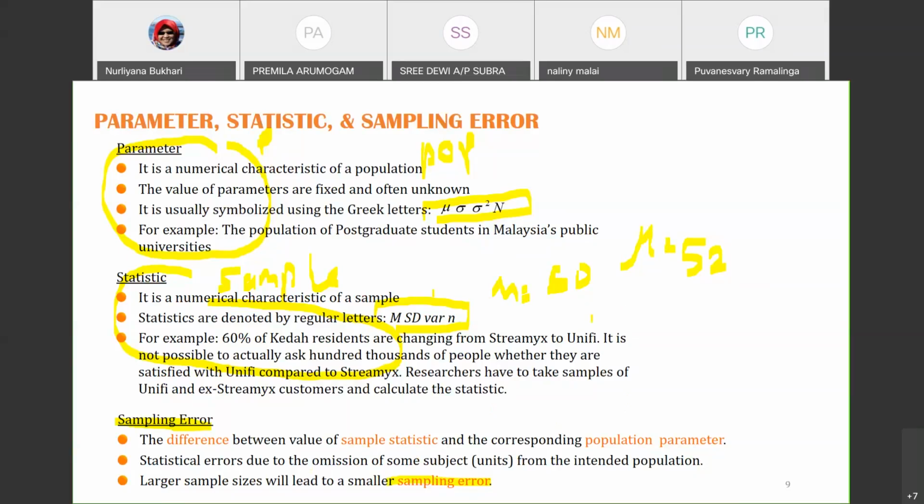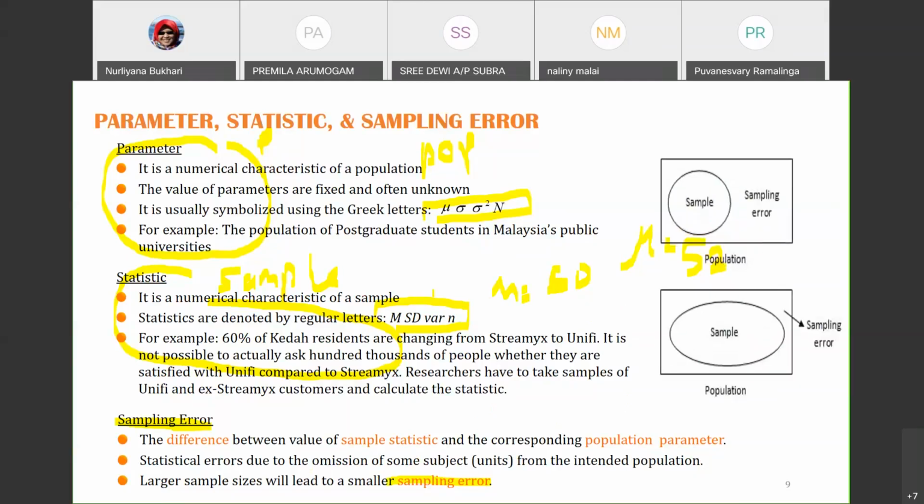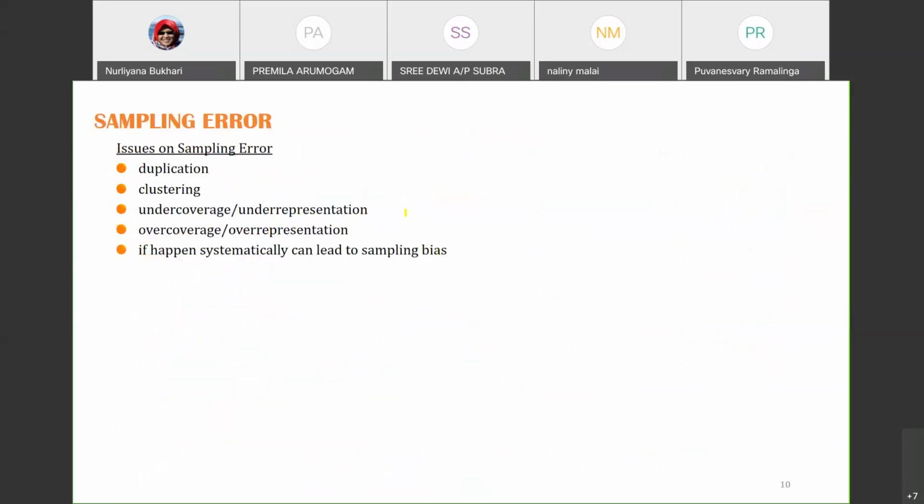But the sampling error is small. We want it to be small. We don't want it to be big. See, if this is the sample and this is the population, you'll see here the rest are all errors. But if you have enough to represent the population, we reduce the sampling error. Sampling error again. Okay, this happened.